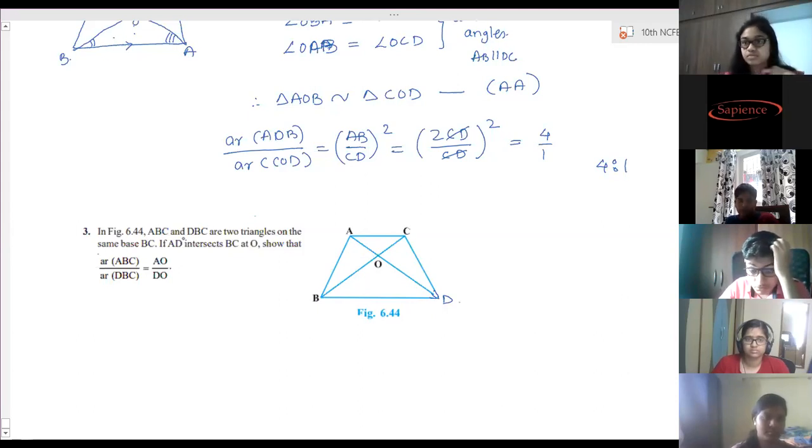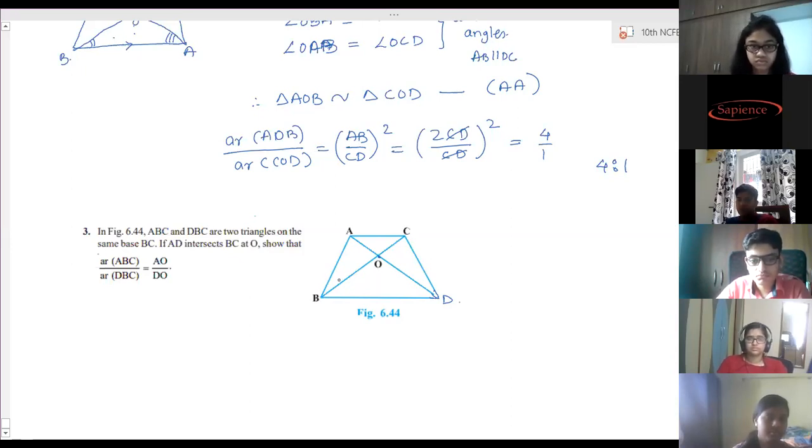Okay. Here what they have asked: ABC and DBC are on the same base BC. AD intersects BC at point O. That means the diagonals intersect at point O. Show that area of ABC by area of DBC is equal to AO by DO. So ABC and DBC are the two triangles. Is it possible to prove any similarity? They have not given the sides parallel. They have not given which type of triangle it is. Nothing they have given. So we are not able to take any similarity.